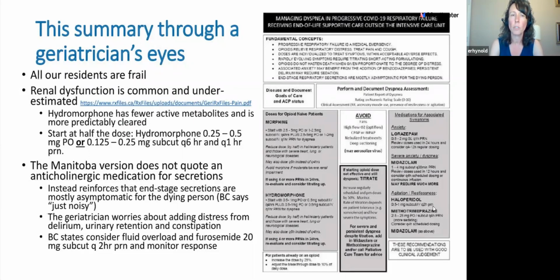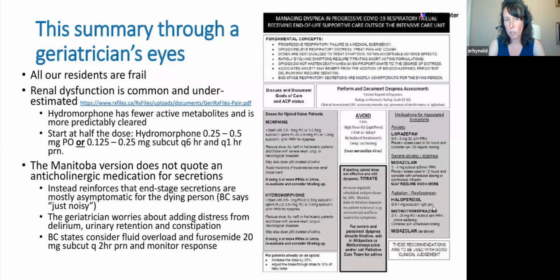For that reason, the geriatrician in me would say that hydromorphone would be the safer choice for starting an opioid for dyspnea or pain. It has fewer active metabolites and is more predictably cleared. Starting at half the dose is specifically in these summaries for those who are frail. So that would be hydromorphone 0.25 to 0.5 orally, or half that for parenteral, so 0.125 to 0.25 subcutaneous. In the Manitoba version, they suggest starting Q4 hours, but consider Q6 hours for the frail. So I would say that starting scheduled Q6 with a Q1 PRN is cautious but perhaps likely to actually treat some of the dyspnea they may be experiencing if they're symptomatic. So not before they're symptomatic, but if they're symptomatic and developing some discomfort.